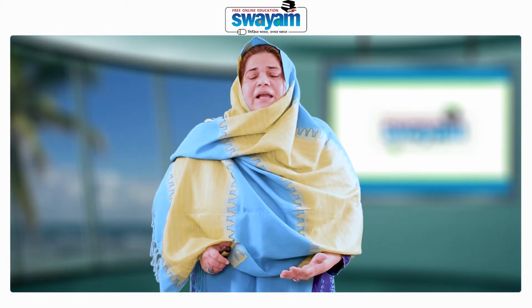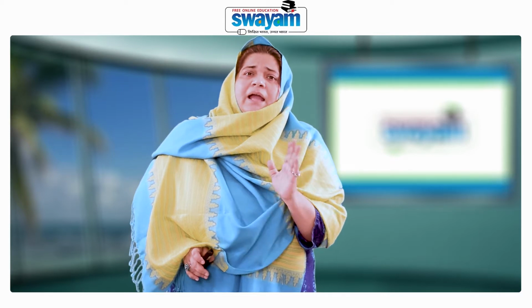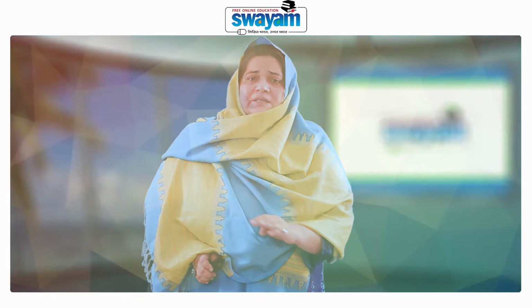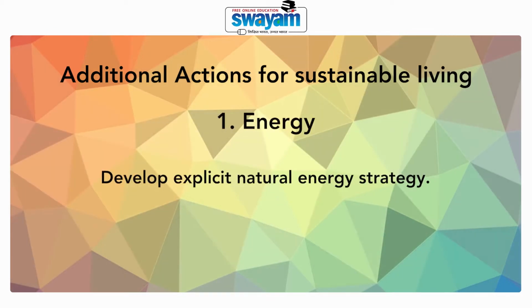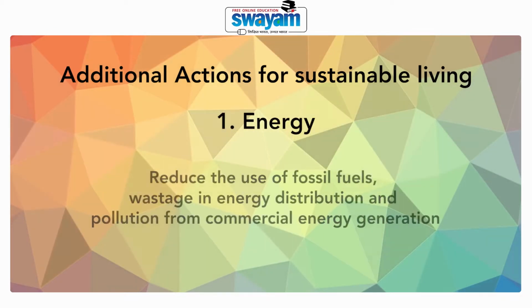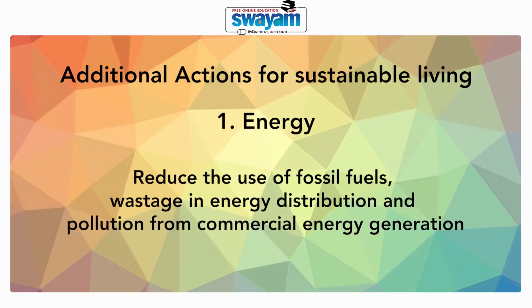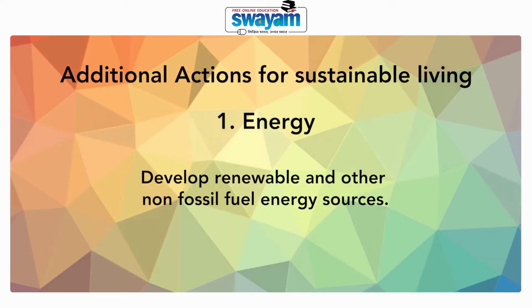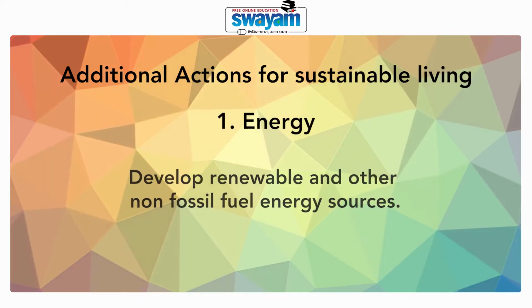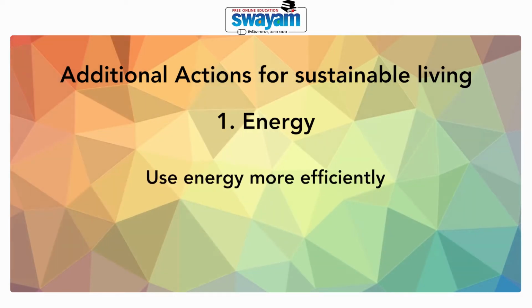Now, additional activities of ethics towards social and sustainable environment are to develop an explicit natural energy strategy, to reduce the use of fossil fuels, waste in energy distribution and pollution from commercial energy generation, and develop renewable and other non-fossil fuel energy sources, use energy more efficiently.